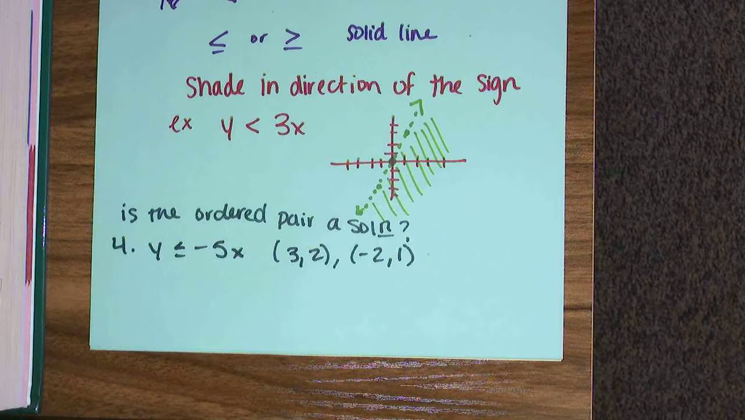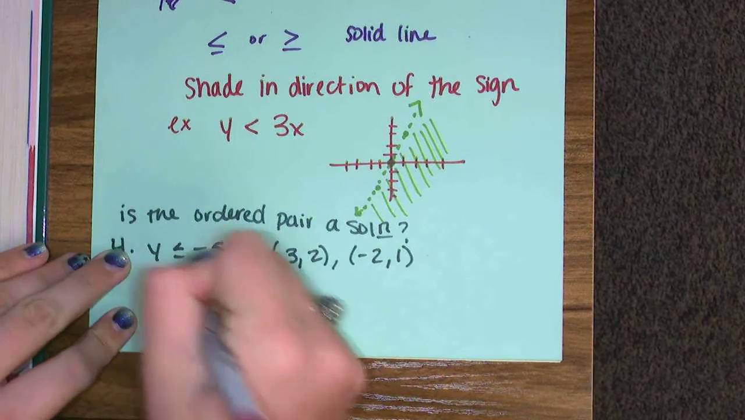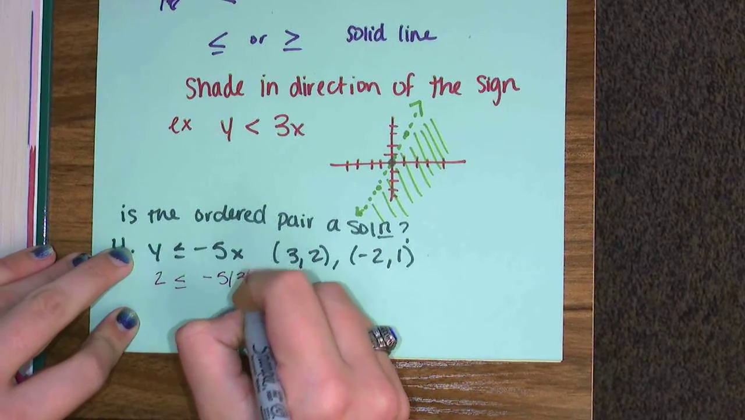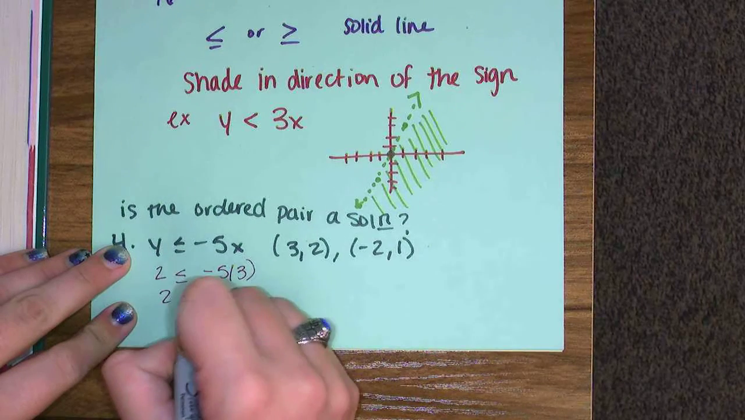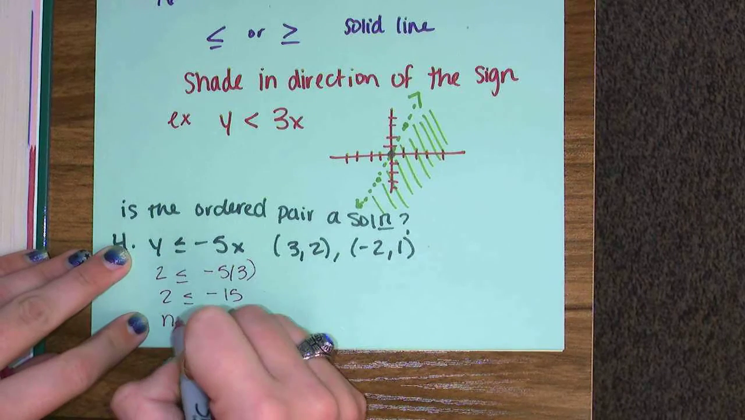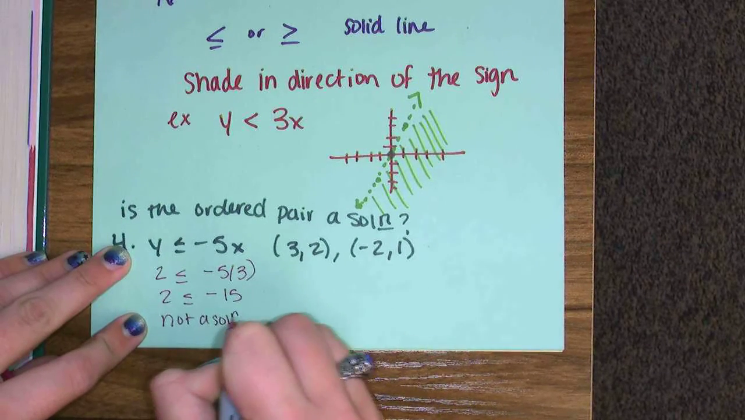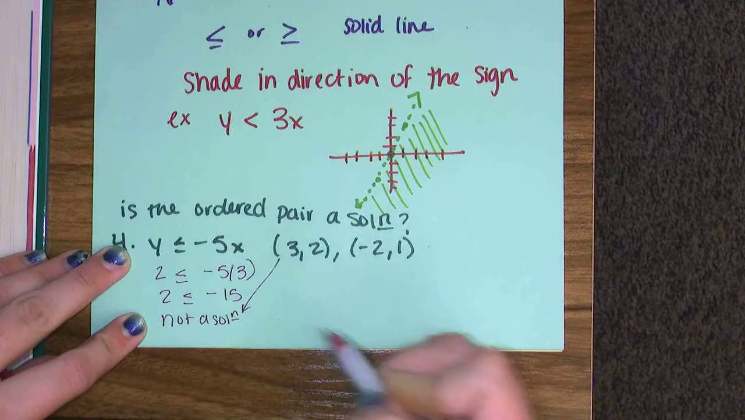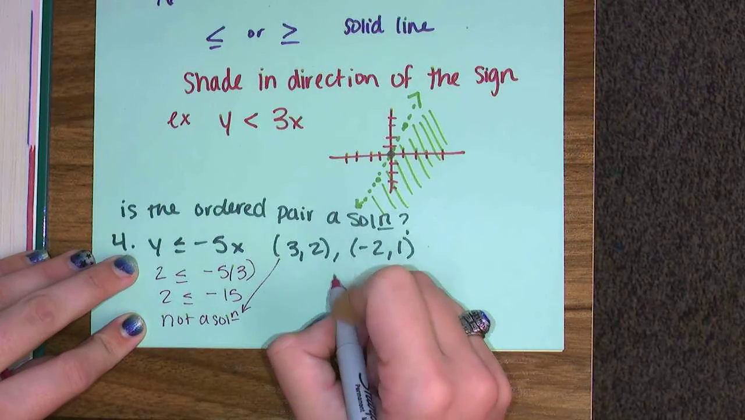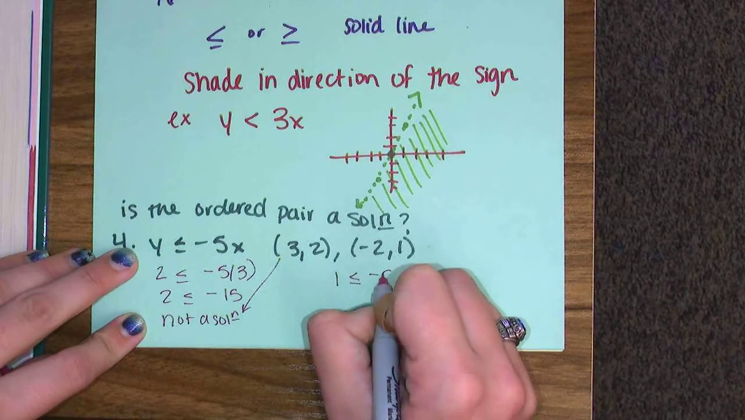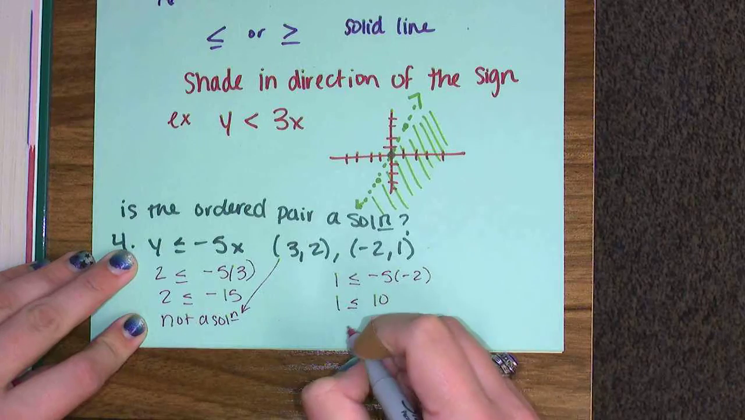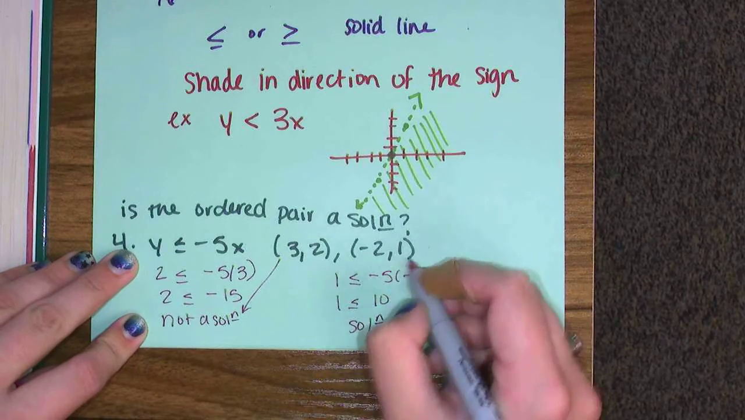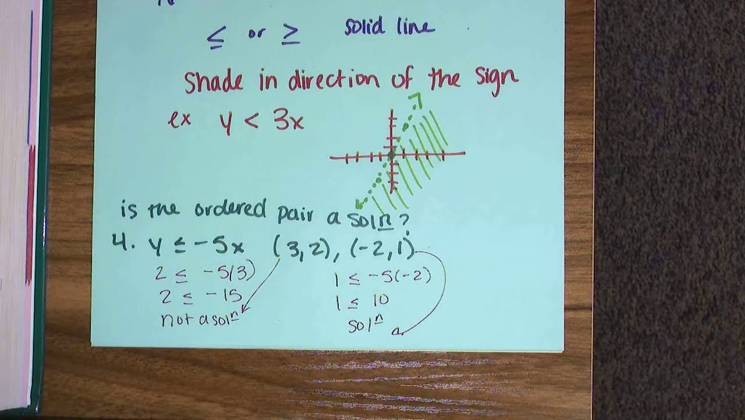So I just plug them in. 2 is less than or equal to negative 5 times 3, and you do need to show this step of plugging them in. 2 is less than or equal to negative 15, so that one is not a solution. So 3, 2 is not a solution. But over here, 1 is less than or equal to negative 5 times negative 2. 1 is less than or equal to 10. So it is a solution. So negative 2, 1 is a solution. So you need to show it like that.